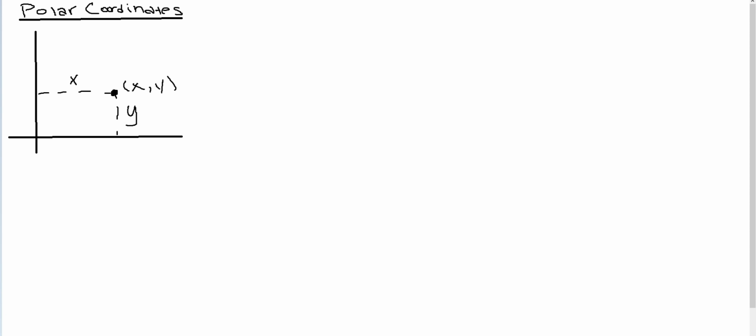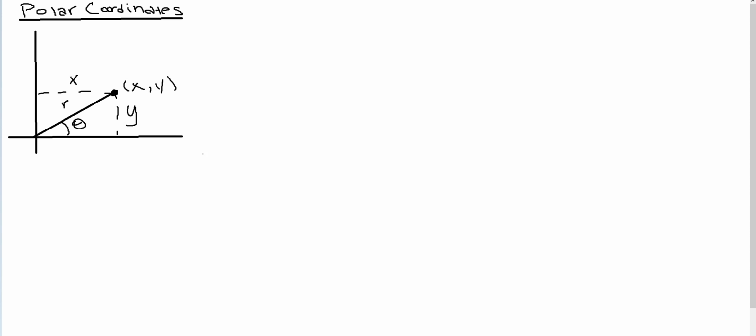However, with polar coordinates, what we do is we say, how far away is something from the origin, its radius, and at what angle does it differ. So the origin is going to be our center point, and we are saying, okay, this point is this far away from the origin, and it is at this angle. So this will be our r, this will be our theta.